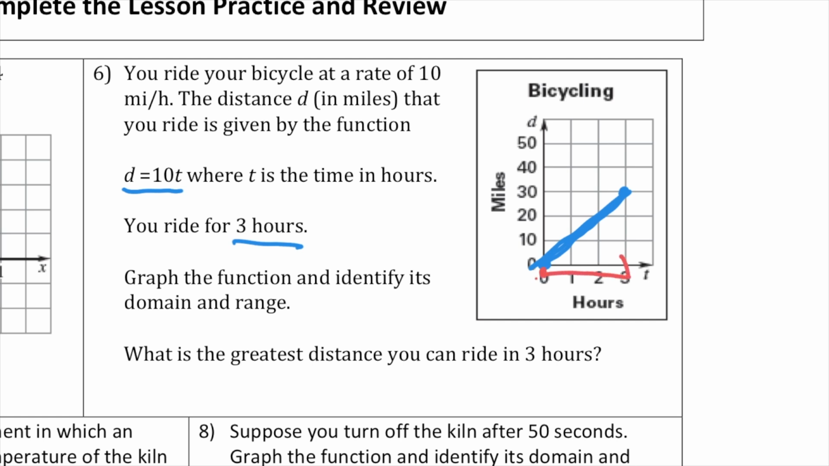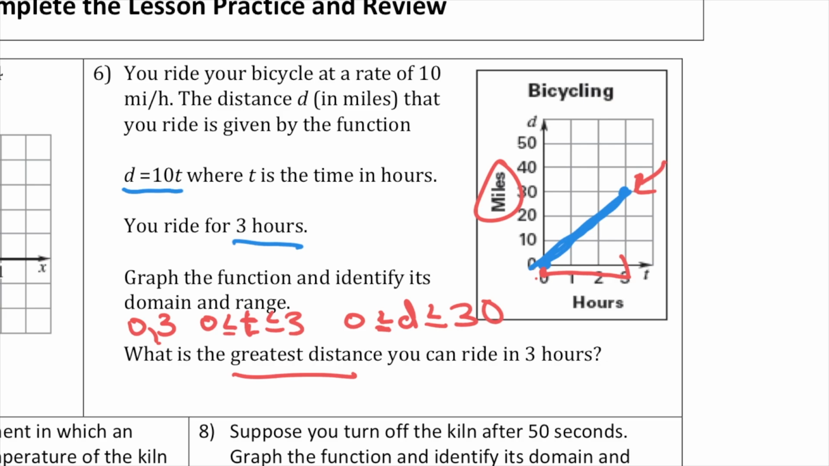Now your domain would be from 0 to 3 hours. So 0 is less than or equal to your t is less than or equal to 3. But your range, the miles, that's going to be 0 less than or equal to your d is less than or equal to, now what's the highest point? 30. And that would be for the miles. What's the greatest distance you can ride in 3 hours?